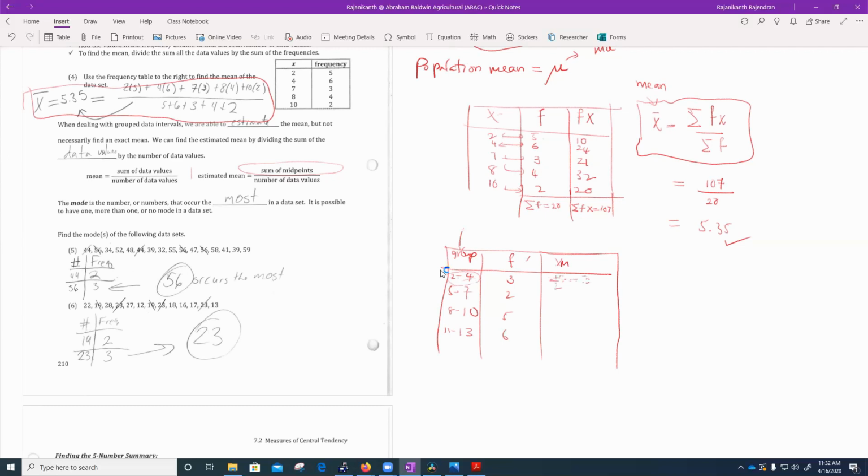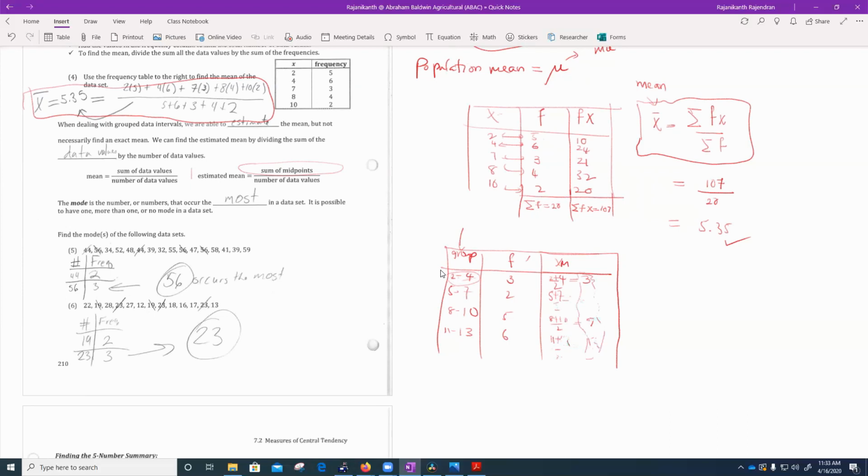This is my xm. The second one, my average is 5 plus 7 over 2, so that is 12 over 2, which is 6. The next one, 8 plus 10 over 2, that is 9. The last one, 11 plus 13 over 2, that is 24 over 2, which is 13. Like that, you have to find your xm's. Now you have to consider all your xm's as your data values.